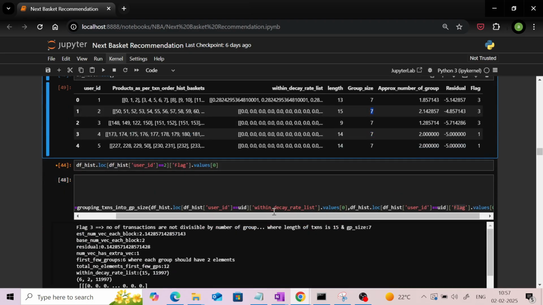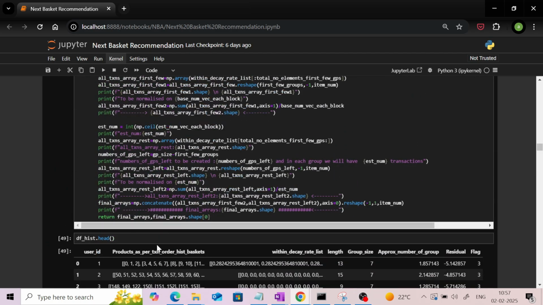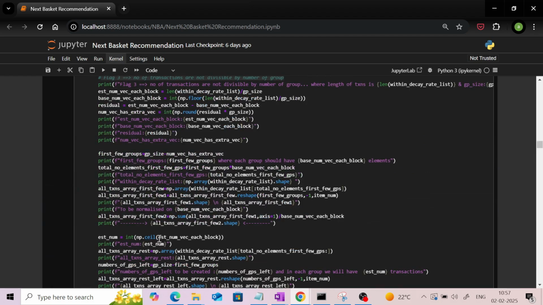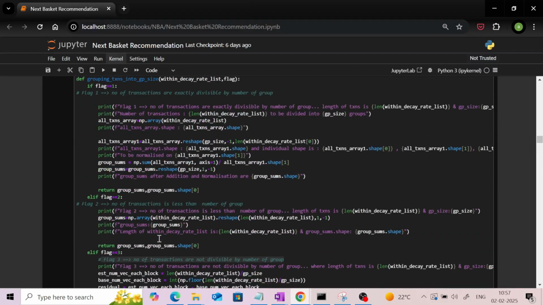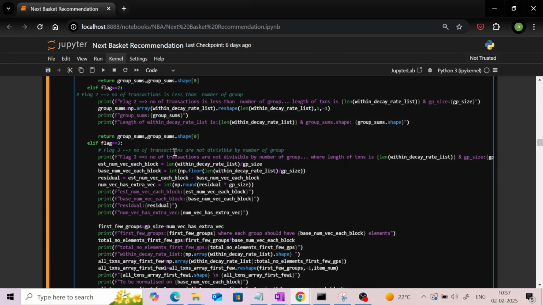So when we pass the two parameters, one is the embeddings from the temporal ripple effect, or the within decay rate list, and the flag values, to the grouping transactions into group size function, it will skip the flag equal to 1 condition, skip the flag equal to 2 condition, and directly enter into the flag equal to 3 condition. Now what is happening over here? Let's understand with the help of this example.